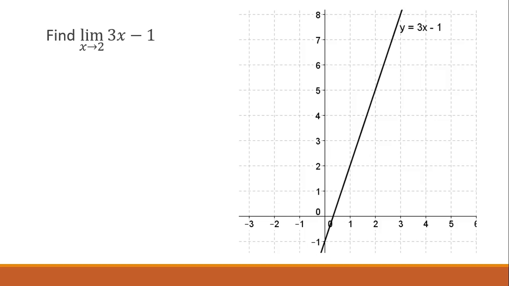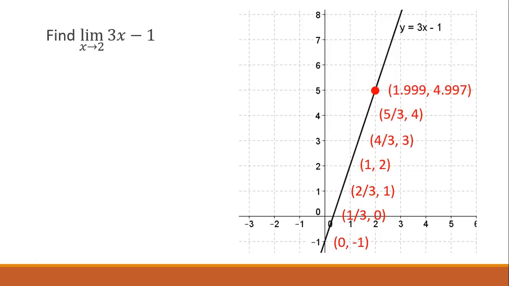Suppose we have the line y equals 3x minus 1. So our function, f of x, is equal to 3x minus 1, and we'd like to find the limit of that function as x approaches 2. What that means is we need to look at points on this graph and think about what happens to the y-coordinates of those points as the x-coordinates get closer and closer to 2.